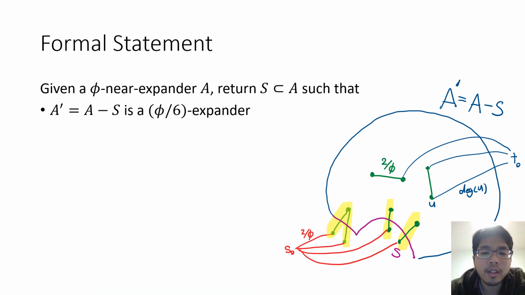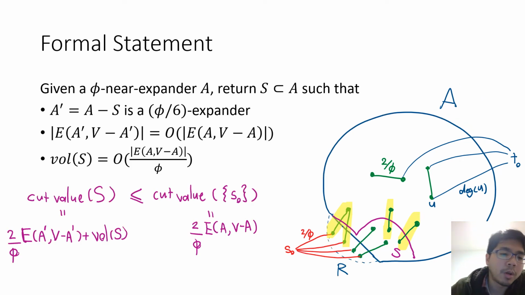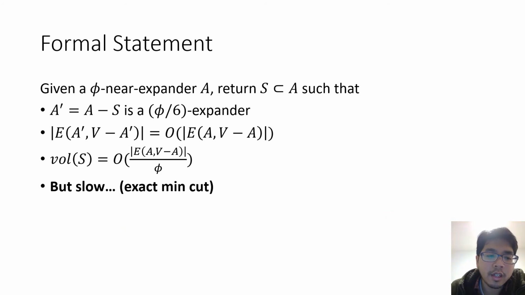We get that A prime is an expander, but not only that, we have something more. We can show that also the volume of S will be small, and the size of the new cut from A to outside A is almost the same. It's not more than before. Why is this true? This is just because S is a min cut. And the cut value of S is this much. The cut value of S0 is this much. You compare the two terms and you get this thing. So we have also that S will be small, and the size of the new cut is not larger than before. So this is good. This is exactly what we want, but it is slow.